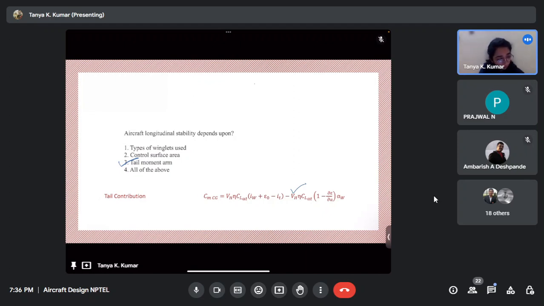So tail volume ratio was VH, ST, LT, SC. ST is the tail area. Does the control surface area come anywhere in this equation? No, correct. Control surface area doesn't. So ST is just the tail area. A portion of the tail is the control surface, the elevator. The whole tail is not the elevator. So the elevator area is not coming anywhere in this equation. Hence, control surface area doesn't contribute towards CM alpha. CM alpha is the only thing that measures stability.